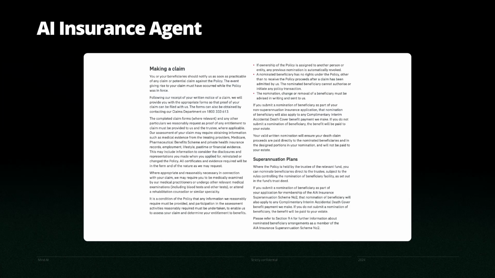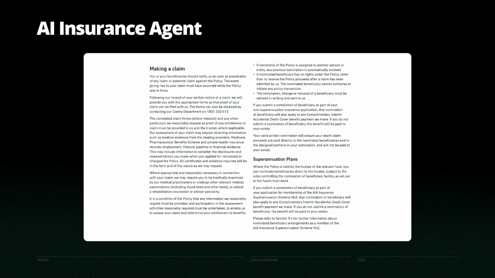In this demo, we'll introduce how AI Insurance Agent operates, capitalizing on Mind AI's core technology, Canonicals. Here is an excerpt from a complex insurance policy document issued by a currently active insurance company. This excerpt provides information about the process of making claims with the insurance company.